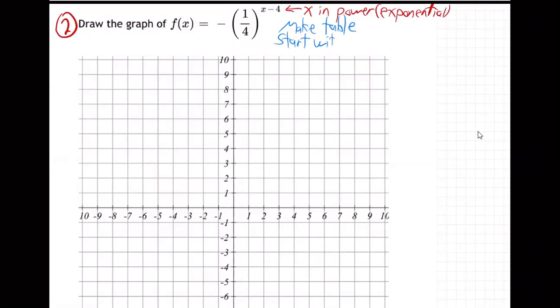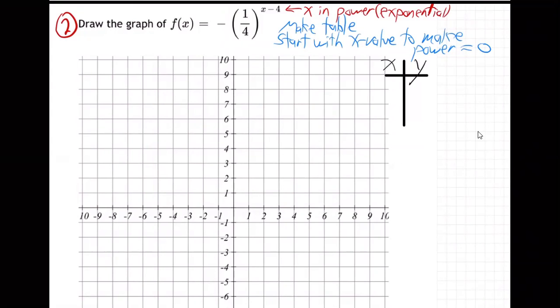Start with an X value to make the power equal to 0. That just makes it easy. So let's go over here. Let's make a table like this. And I'm going to put in X and Y.